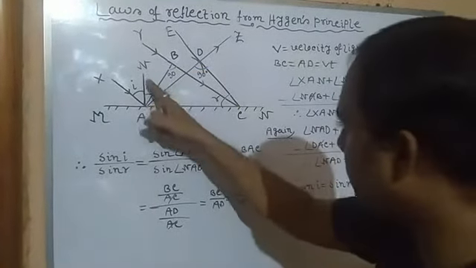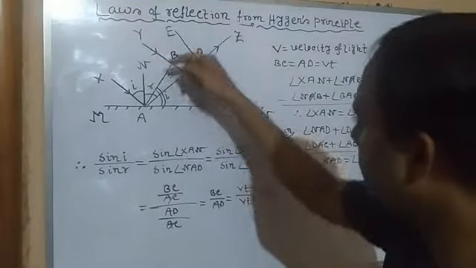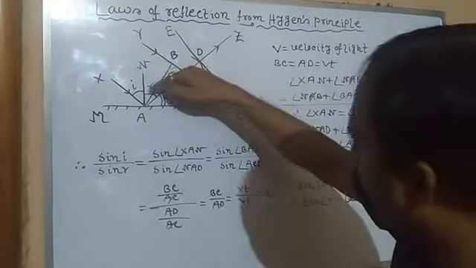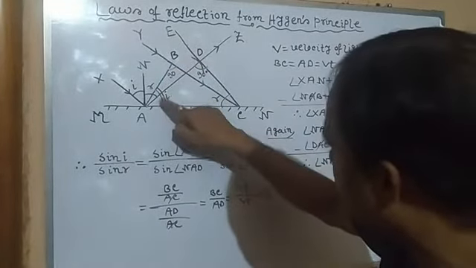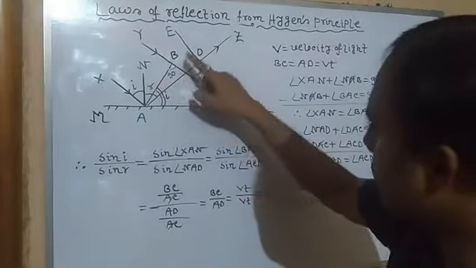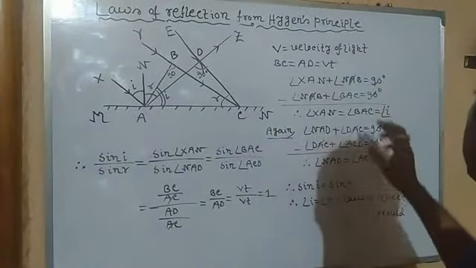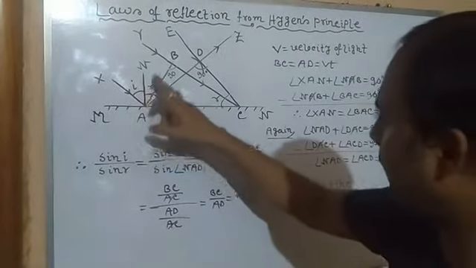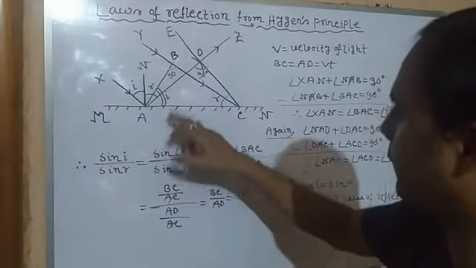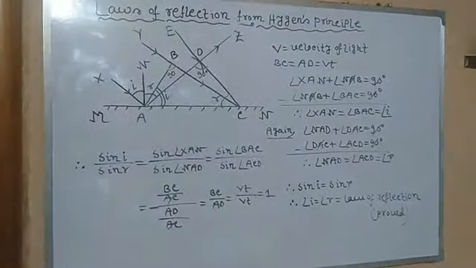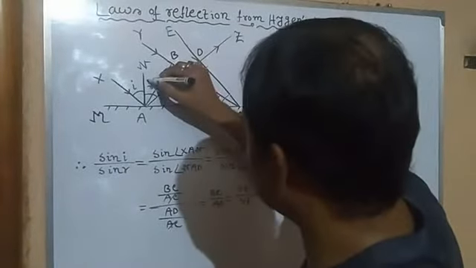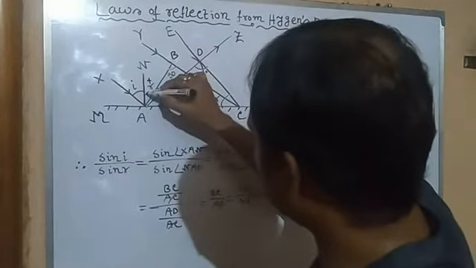Then again, this is also 90 degrees. It means this angle NAB, this angle and this angle, which is marked by a double line, BAC. So XAN, this angle, is 90 degrees. Again, this angle and this angle is also 90 degrees. It means this angle is common. This angle is common, isn't it?